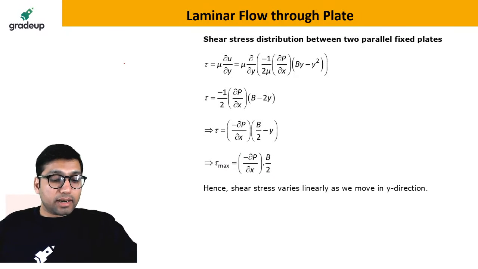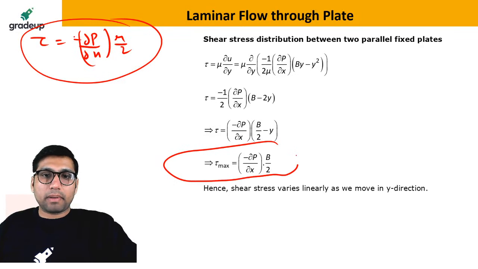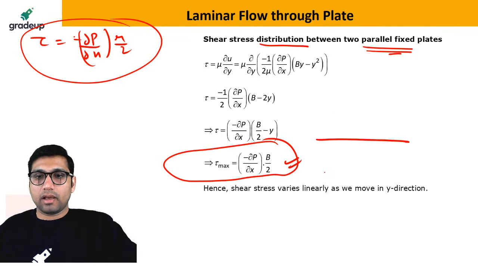Now, shear stress. The shear stress for laminar flow through a pipe was equal to minus del P by del X of R by 2, right? But here it will be equal to minus del P by del X of B by 2. This is the formula for shear stress distribution between two parallel fixed plates, where B is the distance between, or thickness between, the two fixed plates.